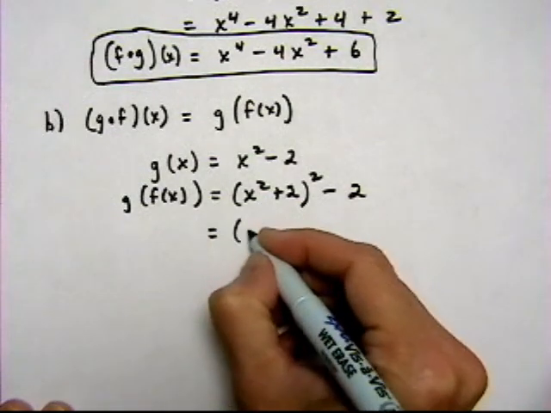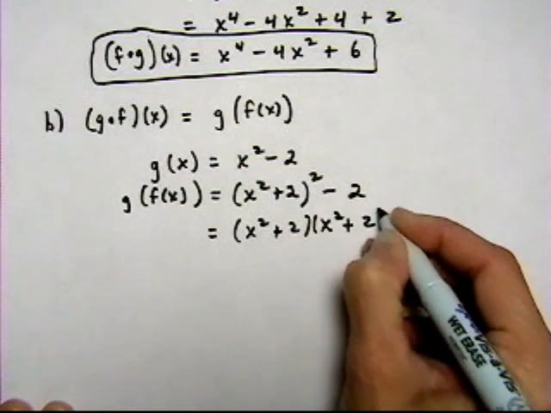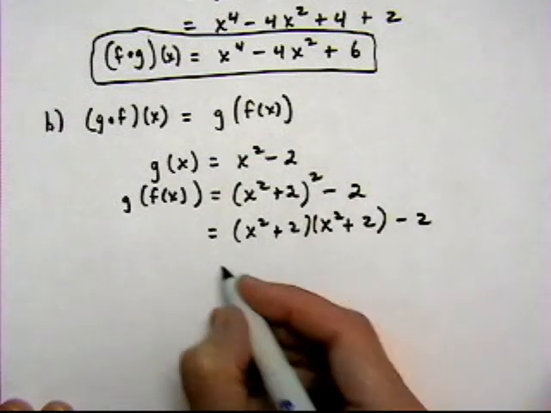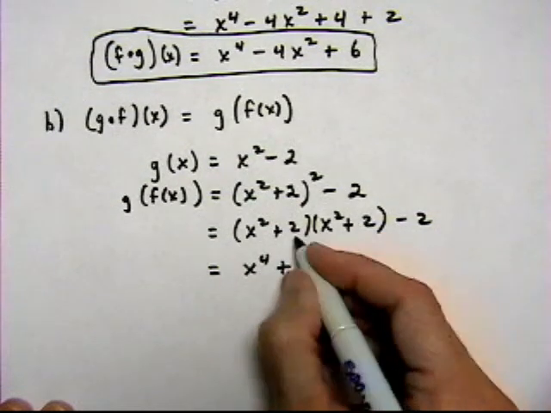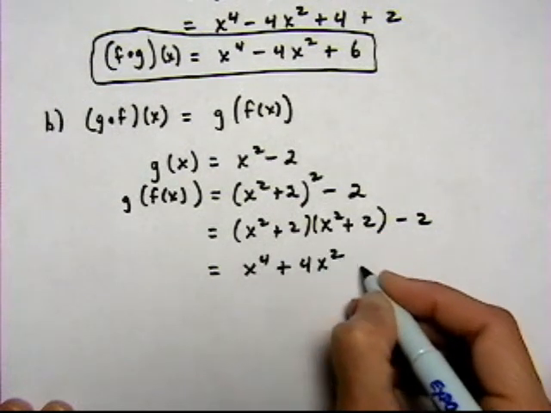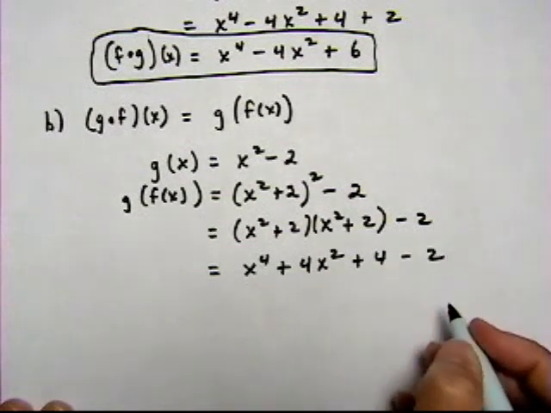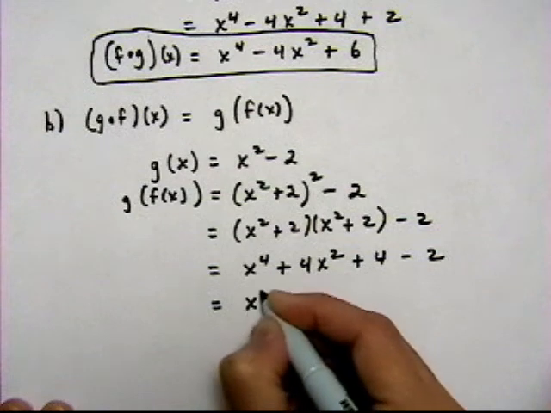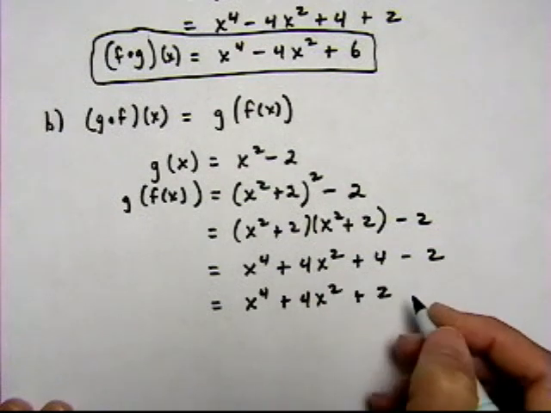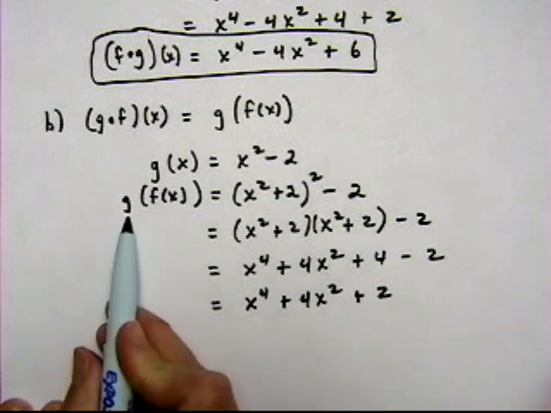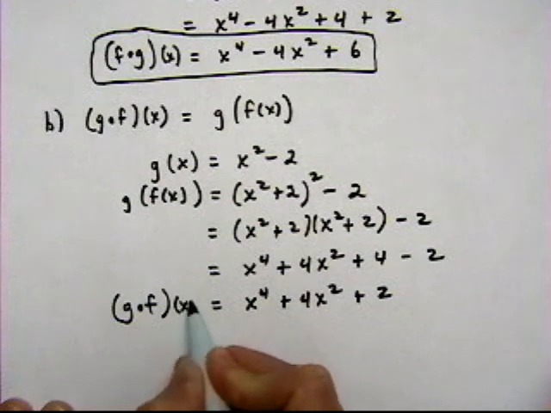And we can multiply out. So we have x squared plus 2 times itself, bring down the minus 2. Multiplying it out, we get x to the 4th, plus 2x squared plus 2x squared is plus 4x squared, and then plus 4, bring down the minus 2, and that gives us x to the 4th plus 4x squared plus 2, which equals g of f of x, or another way to write that is g of f of x.